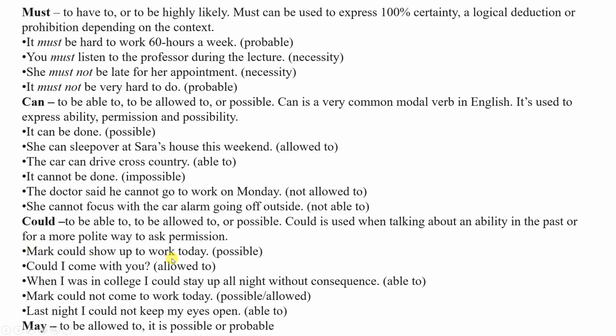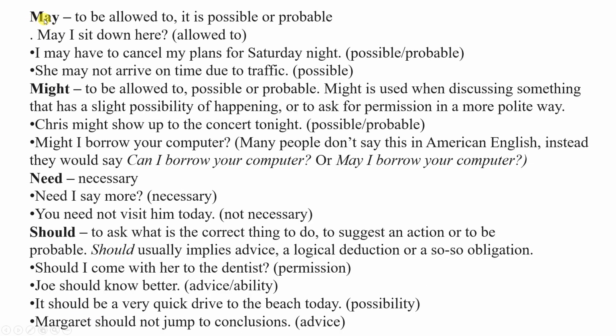Mark could show up to work today. So it is possible. Could I come with you? That means allowed to, permitted. When I was in college, I would stay up all night without consequences. That shows ability. Mark could not come to work today. That means possibility or permission also. Last night, I could not keep my eyes open. That is ability. Okay, that means I was that much tired, I could not open my eyes.